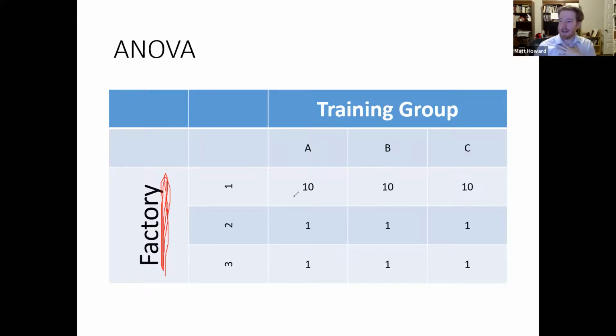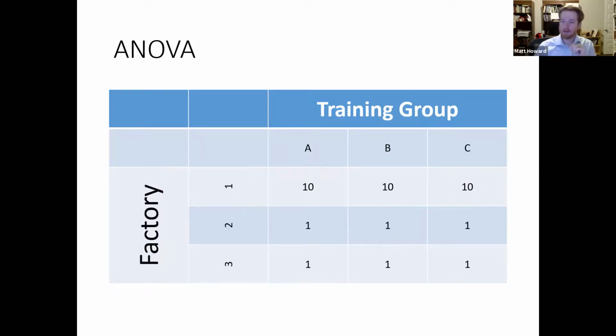Yes, we would expect there to be a mean difference. And it's because every observation in factory 1 had a mean of 10. So whether you went through training group A, B, or C, as long as you were in factory 1, you had a mean of 10. However, every observation for factory 2 had a mean of 1. So that would give us very strong support that it's factory that's making a difference. The main determinant of your performance is whether you're in factory 1, because everyone who went through factory 1 had a mean of 10, and everyone who went through factory 2 or 3 had a mean of 1.